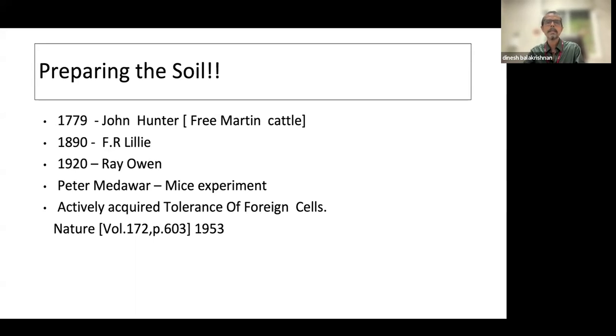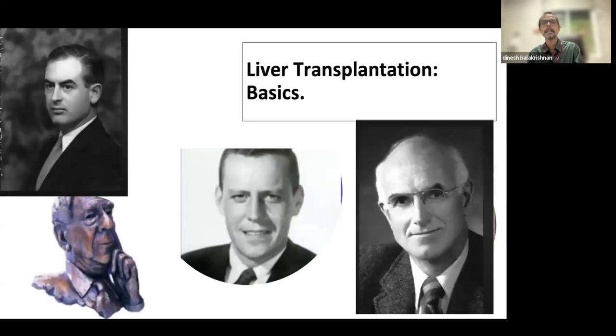So from this historical perspective, let us look at a few people. I'll just show you a few pictures. On the left side is Peter Medawar, the handsome man there, who first spoke about tolerance and demonstrated experimentally that tolerance is possible. On the right side, at the bottom, you have Joseph Murray.